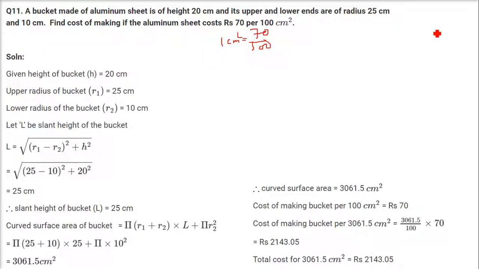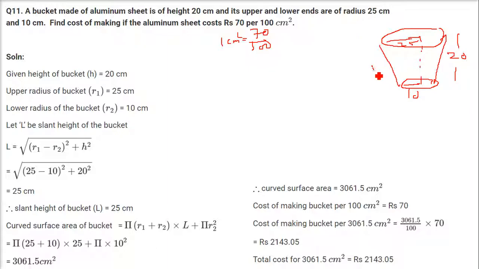Okay, so we have a bucket again, and for this bucket, the top portion will not be taken, only the bottom portion we are going to take, and the curved surface area. For that, the height of the sheet is given as 20. Upper and lower radii are also given, so this is 25 and this is 10. So we have 25 and 10.